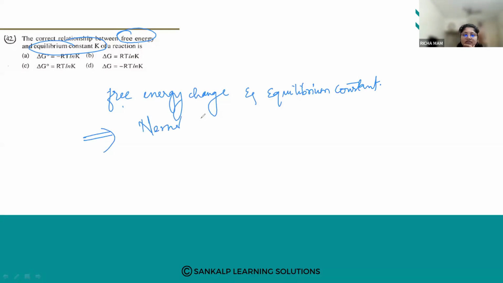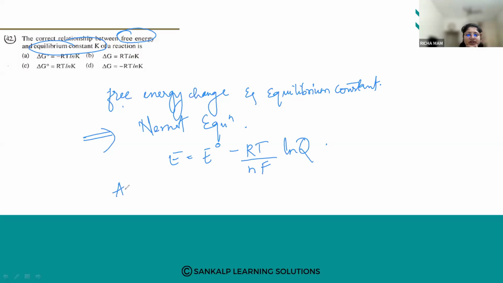What is the relation between the free energy change and equilibrium constant? It is given by which equation? It is given by Nernst equation. Remember, it is given by Nernst equation. What is the Nernst equation? E is equal to E naught minus RT by NF ln of Q. So this is the equation which tells you the relationship between the free energy change and equilibrium constant.